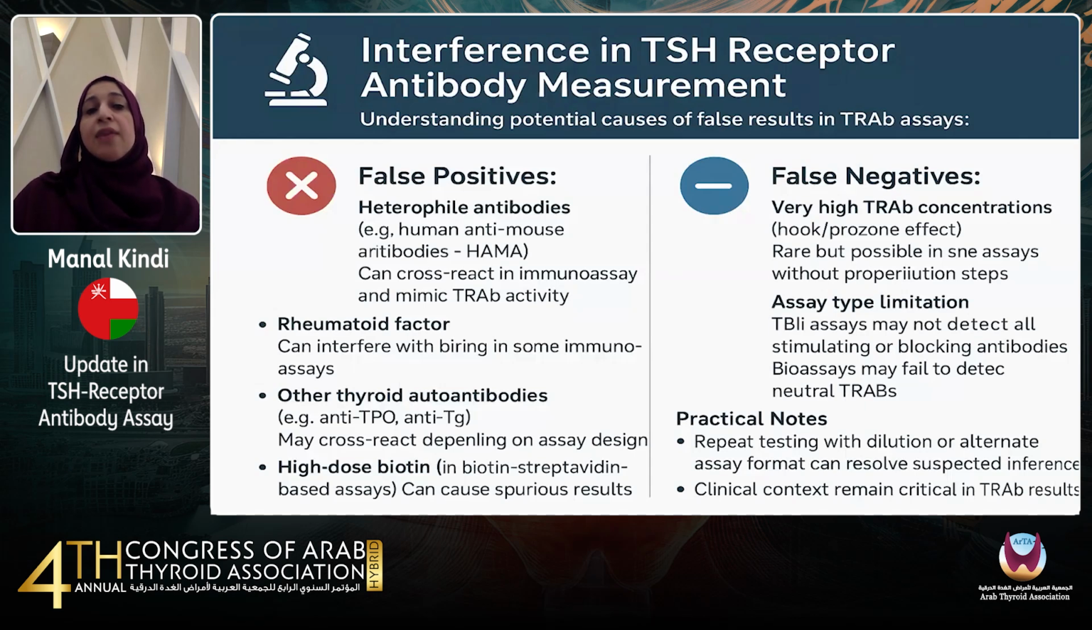On the other hand, there are other things which can give you a false negative result, such as a very, very high TSH receptor antibodies concentration that gives you a phenomenon called the hook or prozone effect. It's happening less now in clinical biochemistry because people are aware of it and are trying to avoid it, but it's worth keeping in mind. Sometimes there is an assay limitation that you have to consider. Most assays may not be able to detect stimulating or blocking antibodies at the same time, and sometimes may fail to detect the neutral TSH receptor antibodies. As a practical note, repeating testing with dilution or an alternate assay format can resolve suspected interference, and always interpret the data in conjunction with the clinical context.